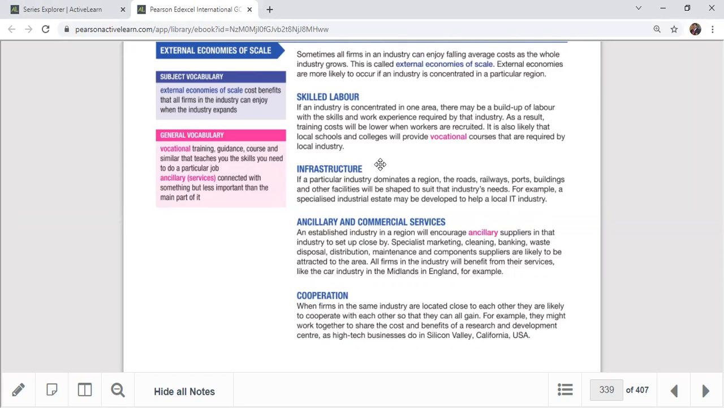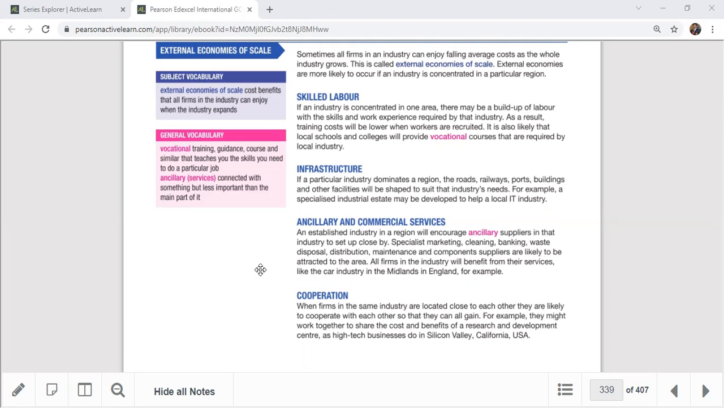And the third one, we talk about the ancillary and commercial services. Organizations find these very beneficial if you have supporting services like marketing, cleaning, banking, waste disposal, maintenance, and component supplies. Not only this, the ancillary services, meaning the supporting services, include the availability of security services, marketing services, advertising, cleaning services, banking services, and waste disposal.